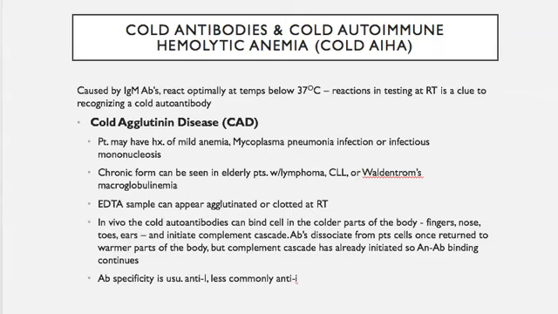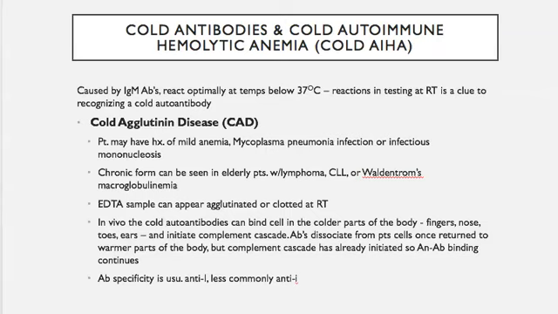Cold antibodies and cold autoimmune hemolytic anemia are caused by IgM antibodies. So those are our colder reacting antibodies. They're going to react optimally at temperatures below 37 degrees Celsius, or below body temperature. So reactions in testing at room temperature are going to be your clue to recognizing a cold autoantibody.